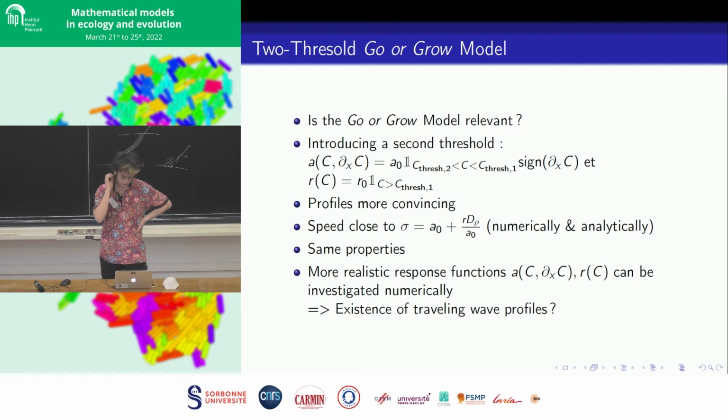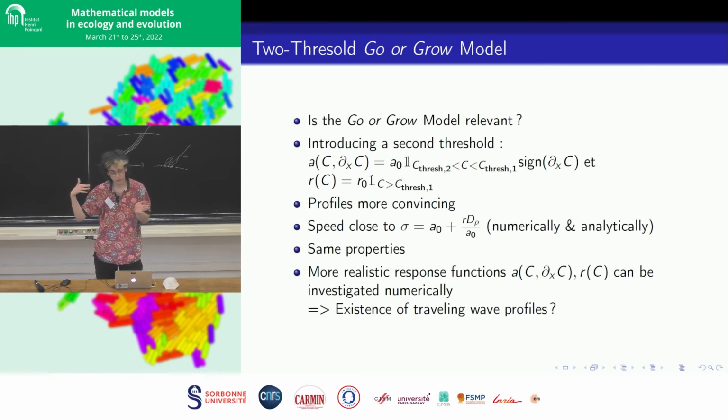And what we then observe is that, in fact, the profiles that we observe are much closer to what we expect, what we see in the laboratory. But very interestingly, the speed remains close to the wave speed formula that we have found. This can be checked numerically and analytically. But there's a reason why the wave speed should be close to it. It is essentially because where does the dynamic between those two models diverge? It diverges at the back.